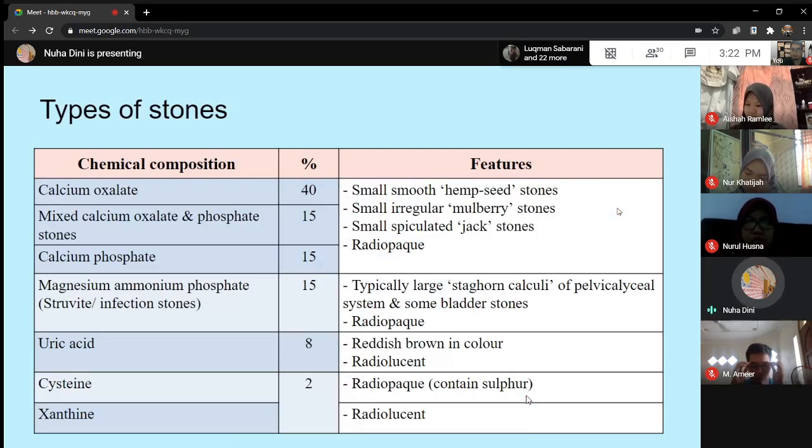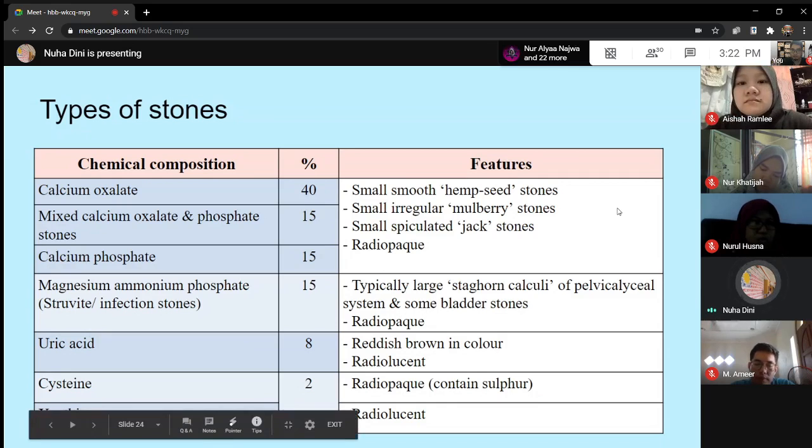Generally there are 5 types of stone. Stone made up of calcium, struvite or magnesium ammonium phosphate stone, uric acid stone, cystine stone and xanthine stone. Calcium stones, particularly calcium oxalate stones, are the most common type of stone. It looks like hempseed or mulberry or jack stone, and it is radiopaque due to high calcium content.